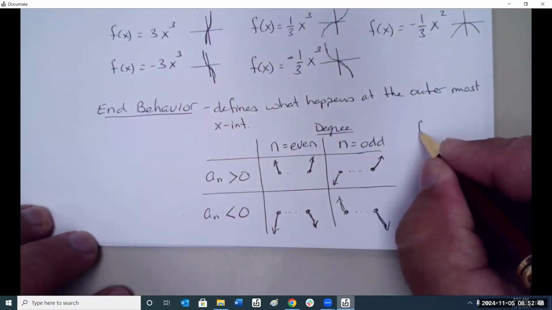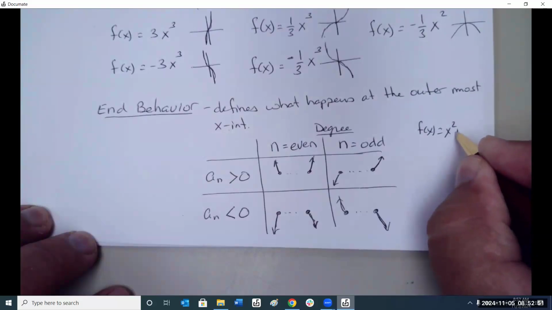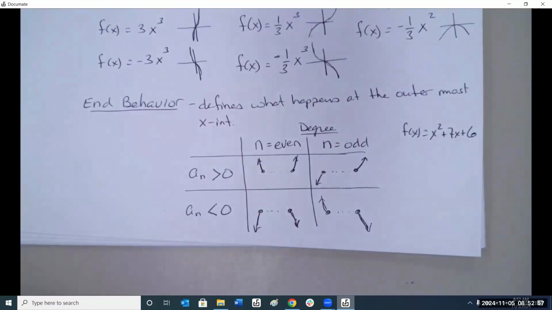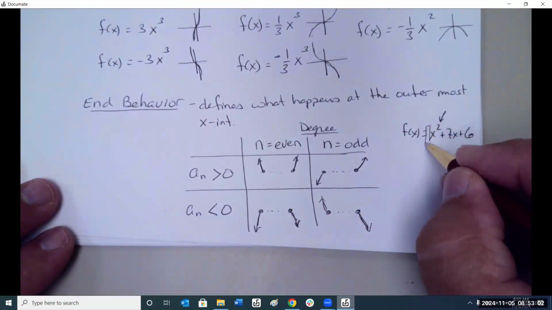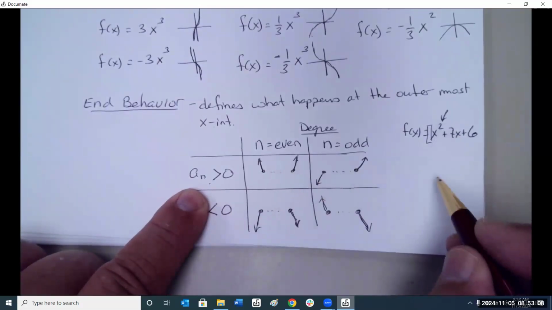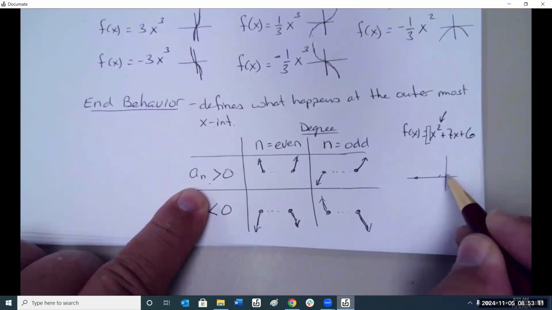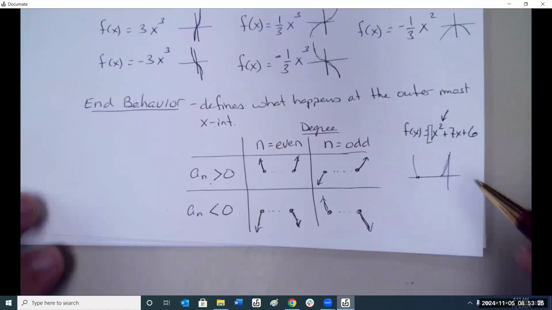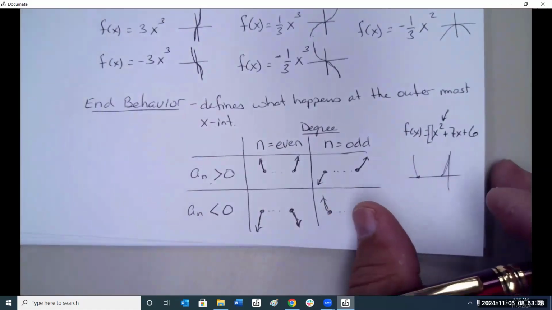For example, in our previous example, we know that the degree is even and the coefficient is +1. So a is positive, n is even. So we know that once we found our two intercepts, they have to point up. Again, this is rough sketching. To find the actual graph, we have to plot some points. So let's look at some examples here.